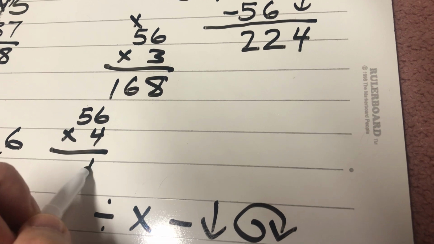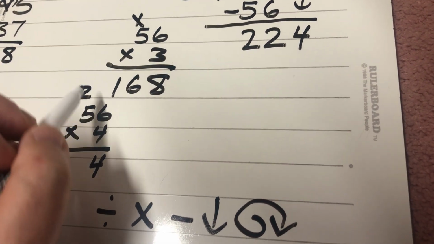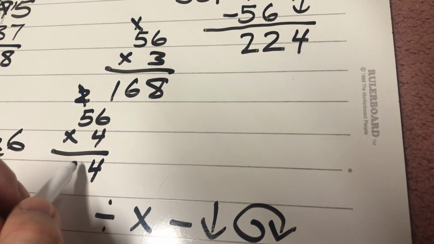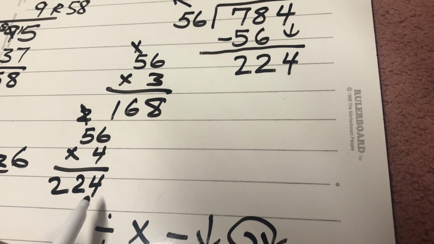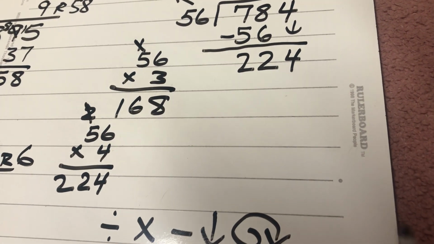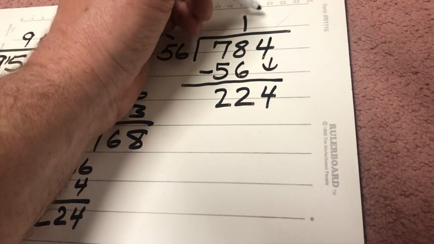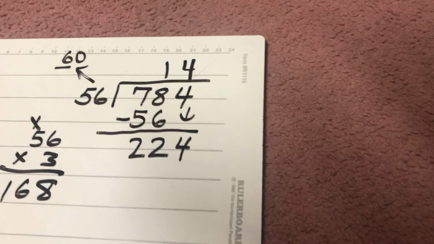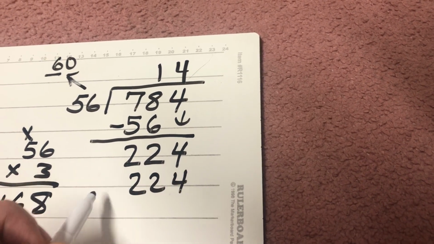4 times 6 is 24. Put the 4 down, carry the 2. 4 times 5 is 20, plus the 2 is 22. Well, I like that because 224 is a perfect match with 224. So I'm glad I didn't write 3 and 168. I'm going to go ahead and put my 4. I figured out that 4 times 56 was 224.